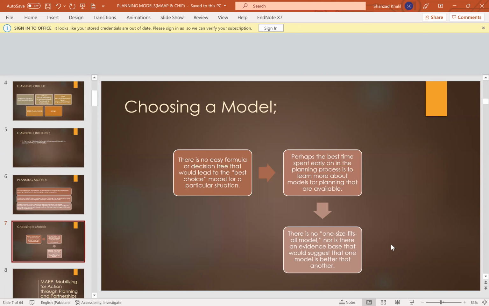Choosing a model. There is no easy formula or decision tree that would lead to the best choice of model for a particular situation. Perhaps the best time spent early on in the planning process is to learn more about models for planning that are available. There is no one size fits all model, nor is there an evidence base that would suggest that one model is better than another.